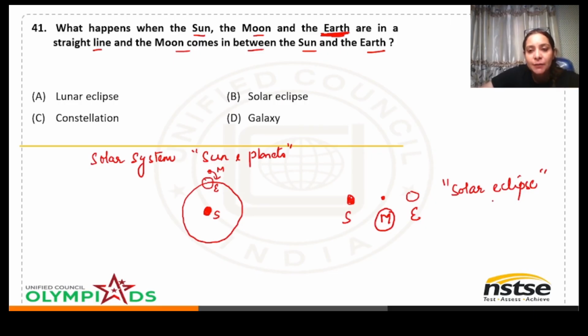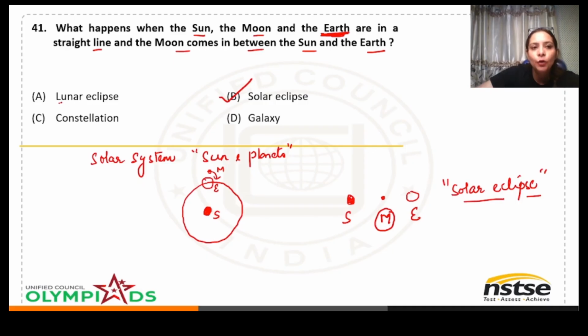So solar eclipse is because the moon is obstructing the light of the sun from falling onto the earth. So at the time of solar eclipse, there is a certain area of the earth which doesn't get sunlight and appears to be dark. So this is what is solar eclipse. So B is the right answer.